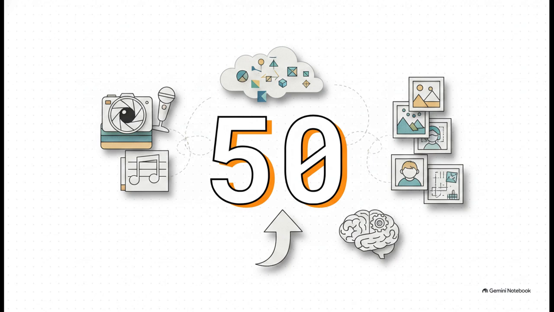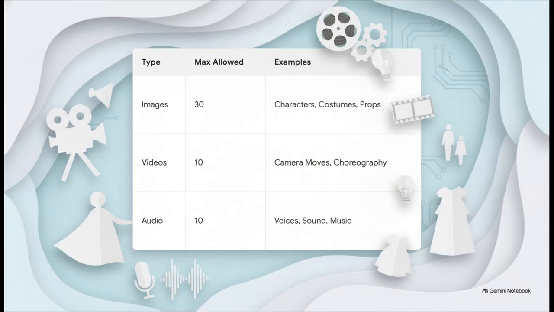We used to struggle to get a model to understand just 1 or 2 reference images. Now you can feed the AI an entire gallery of specific constraints before it even starts generating your scene. Fact 14 breaks down exactly how you can use that massive allowance.